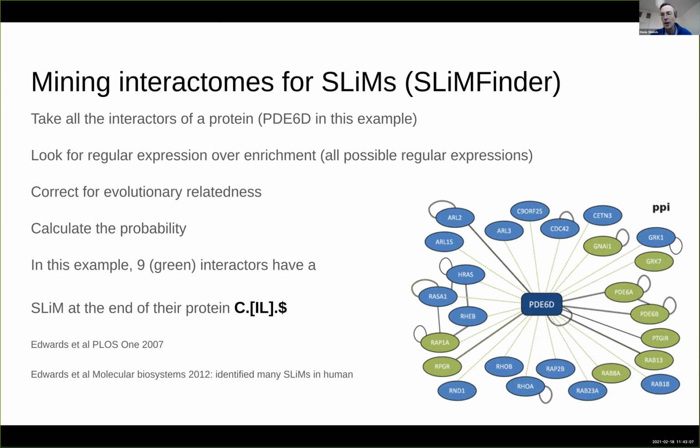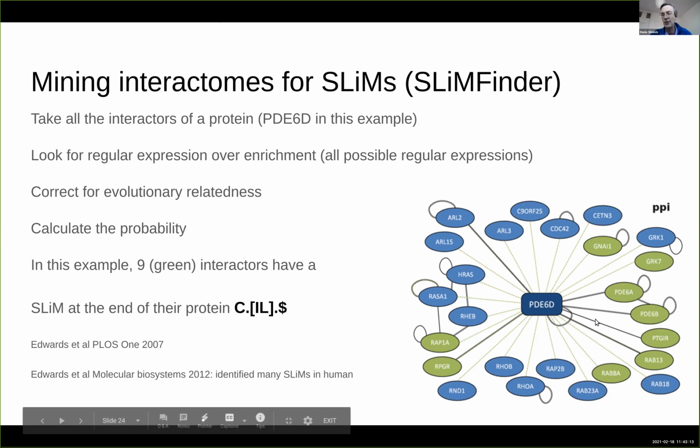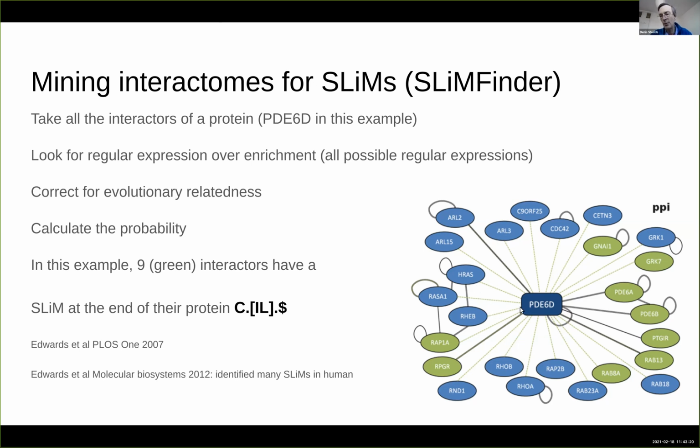So this is the knowledge that we gained. We actually identified this pattern not from experimental evidence, but from computational analysis. And how we went about that was we just said, let's take all the human proteins like PDE6D and make a data set of all their interactors. So make a file with all their sequences in it, and then ask the computer program, look for some regular expressions that are in common, that are enriched in this data set.